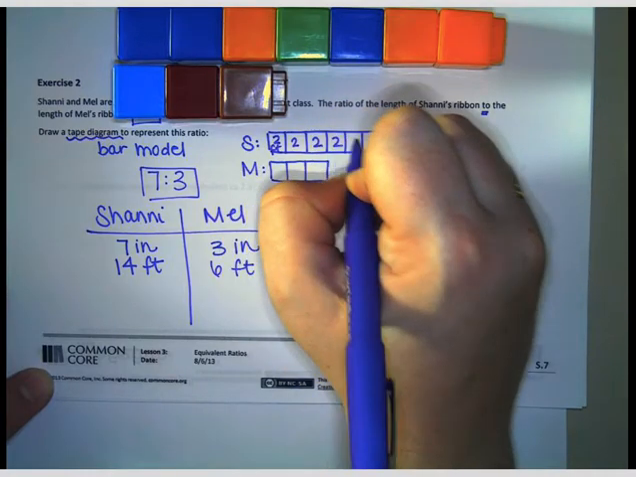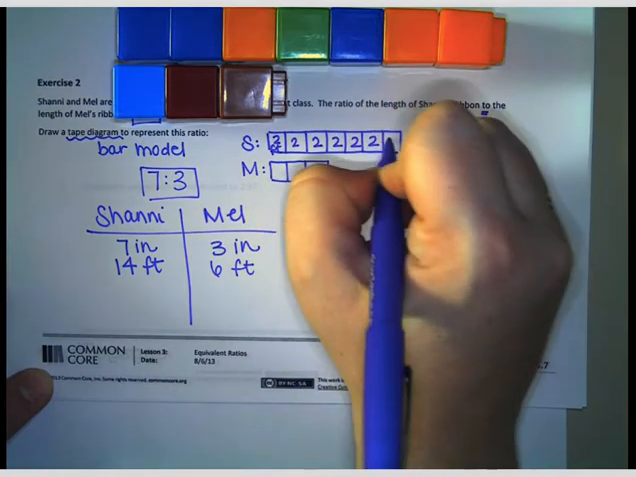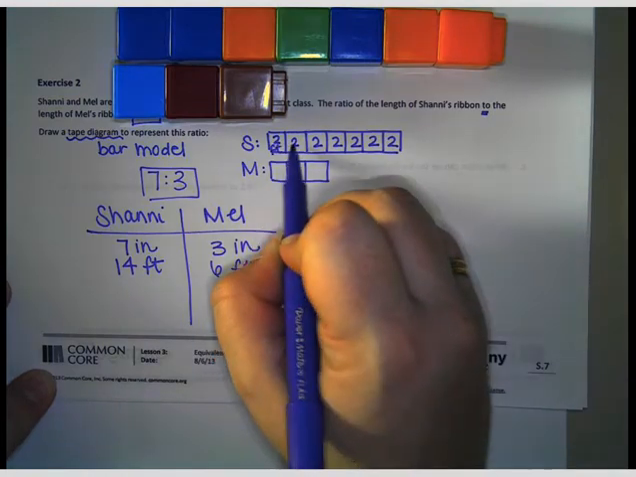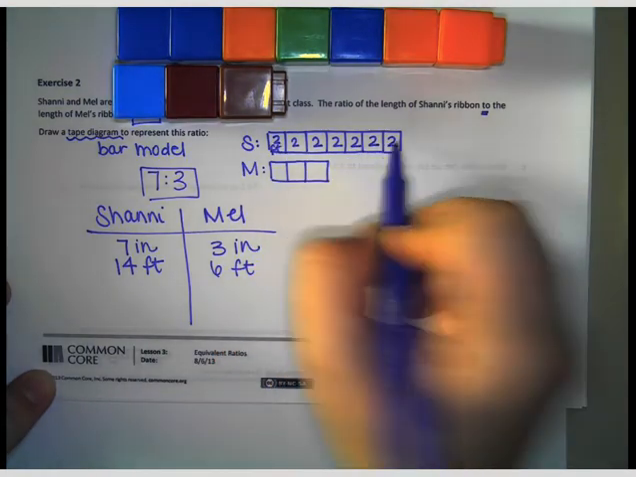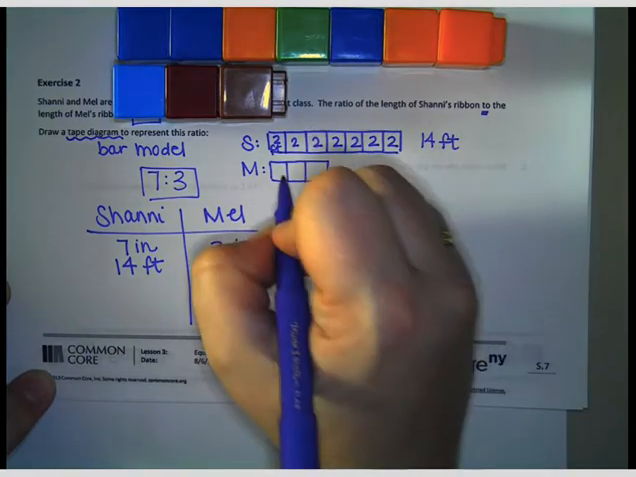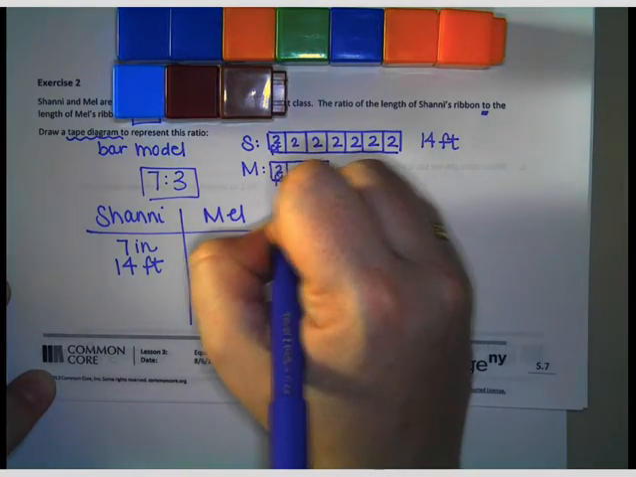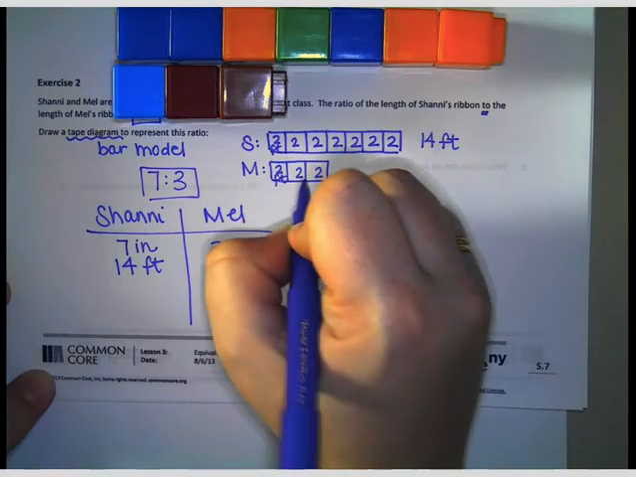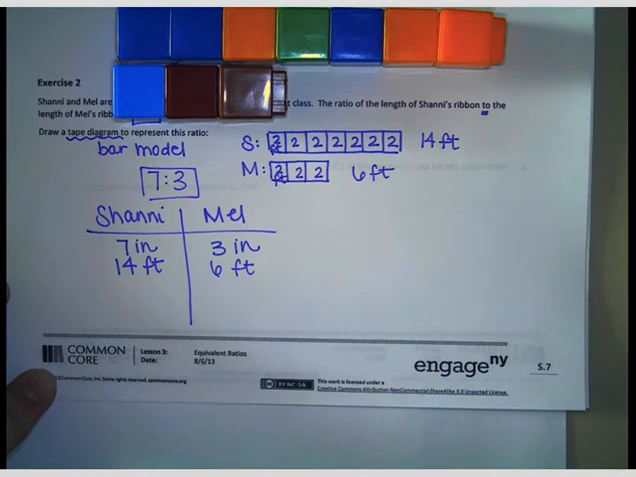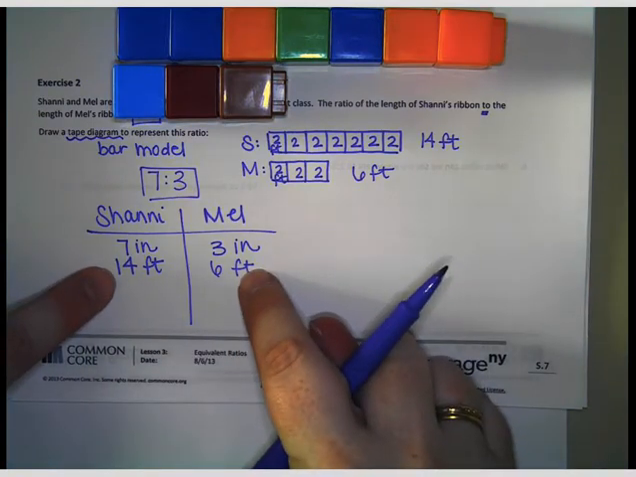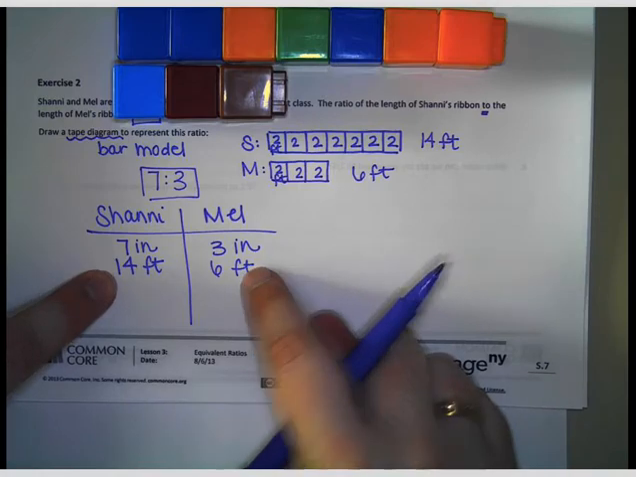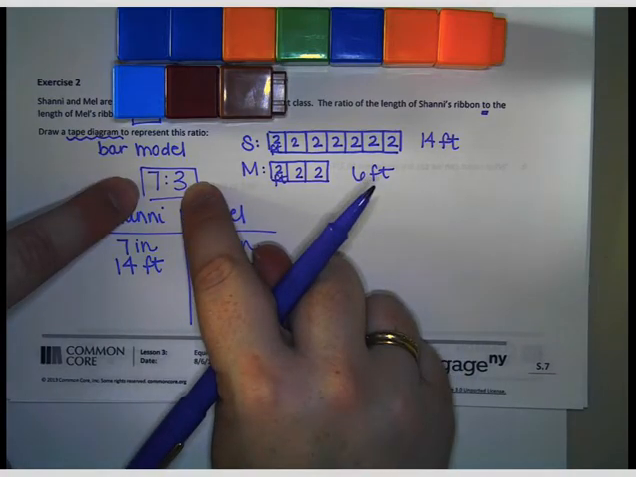and that's 2 feet, and so on. So I got Shani's 2, 4, 6, 8, 10, 12, 14 feet. Goes along with Mel's, let's see, 2 feet, 2 feet, 2 feet, 2, 4, 6 feet. Okay, this 14 feet to 6 feet is an equivalent ratio to 7 to 3.